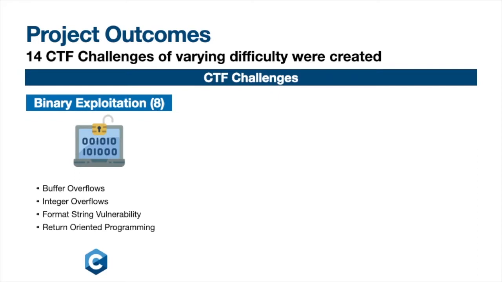To ensure relevancy of the challenges, research was done on the latest cybersecurity trends and vulnerabilities. 14 Capture the Flag tutorial challenges of varying difficulty were created to cater to students of varying skill levels. The challenges can be categorized into three main categories: binary exploitation, web hacking, and forensics. Firstly, binary exploitation involves compromising machine programs to commonly achieve out-of-bounds read and write. Concepts explored in these challenges are buffer overflows, integer overflows, format string attacks, and return-oriented programming. These binary exploitation challenges were developed in the highly flexible C programming language.